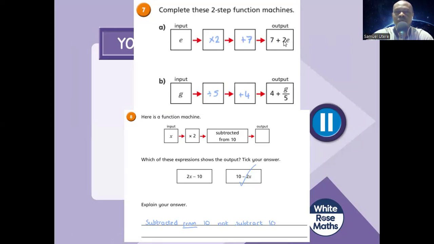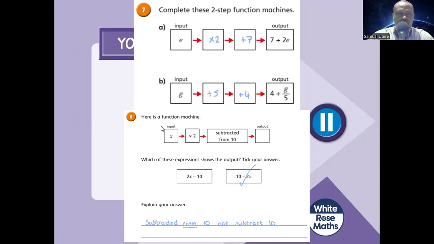Take note, this could have been rewritten if you were not sure as 2e add 7. So 2e plus 7. And this could have been rewritten as g over 5 plus 4. Okay, that way helps you find the solution quicker if you're unsure. Because remember, addition is commutative.